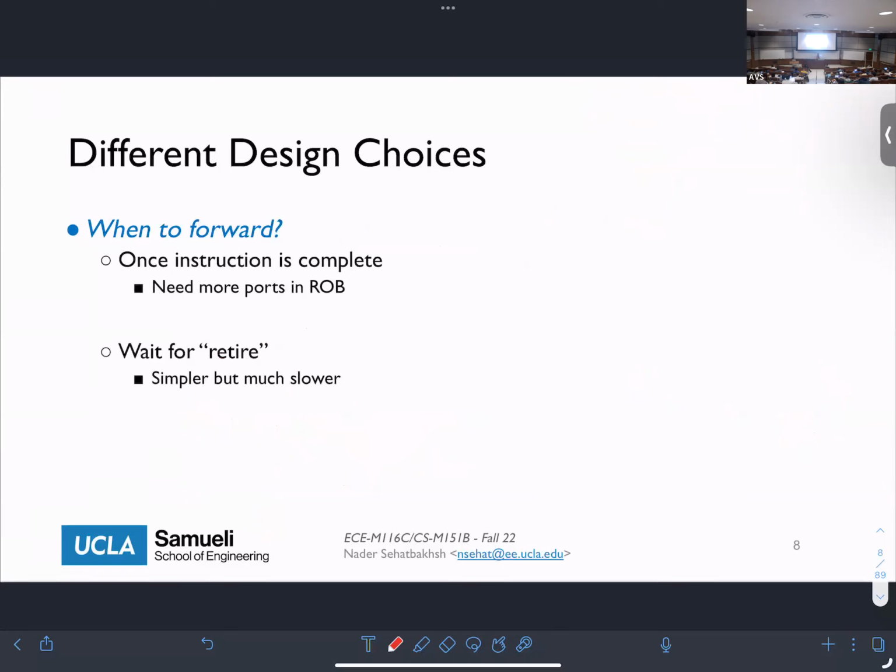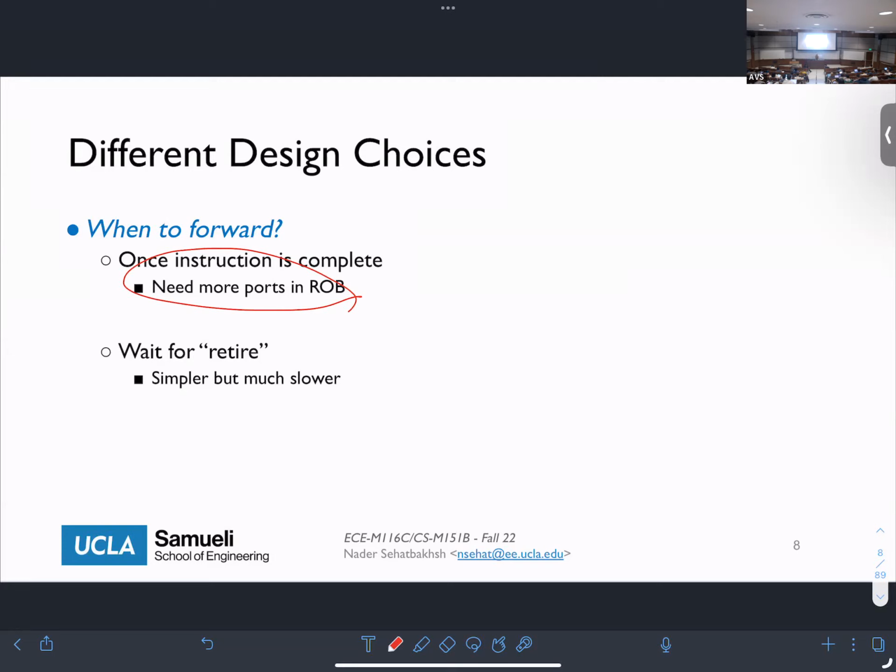This is also relevant to the idea that we had there, when to forward. We also discussed this, and we said that essentially we are forwarding when the instruction is complete, right? And this means that we need ports from our ROB, we need ports from our complete stage to forward it back. Well, one thing you can do is wait until the instruction retires, and then do forwarding. This makes things much simpler because you don't need extra ports, you don't need the mux. You just write things to your register file and read from the register file.